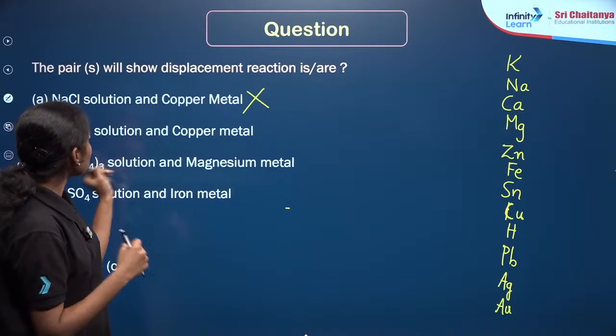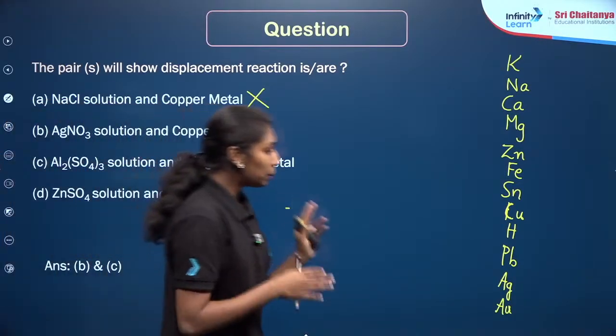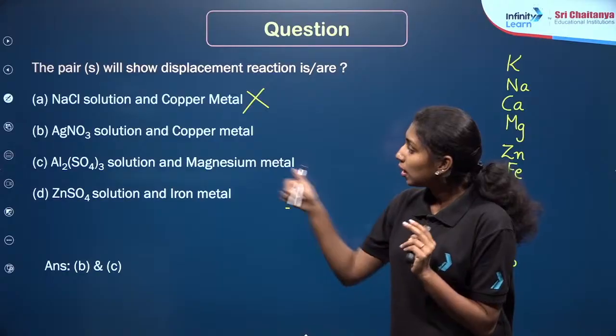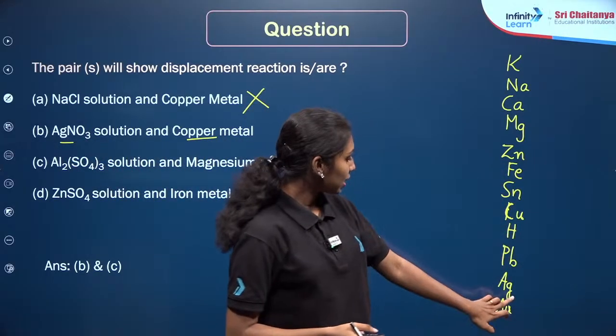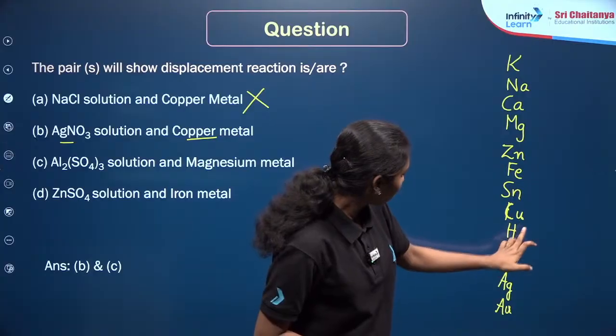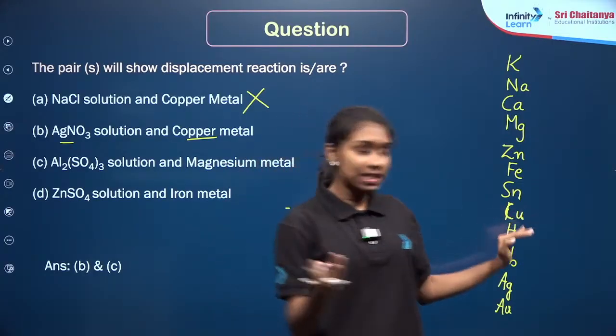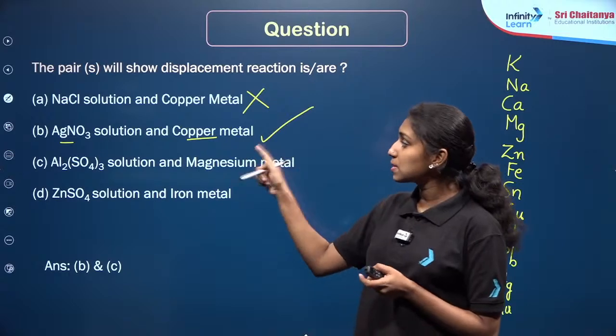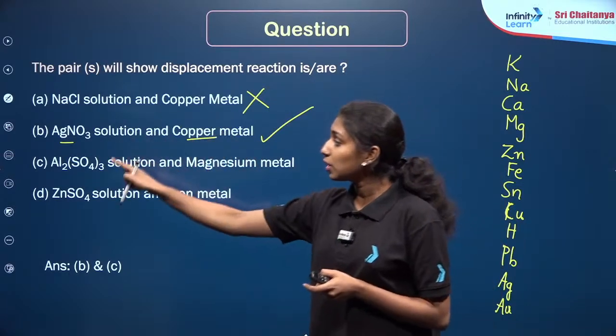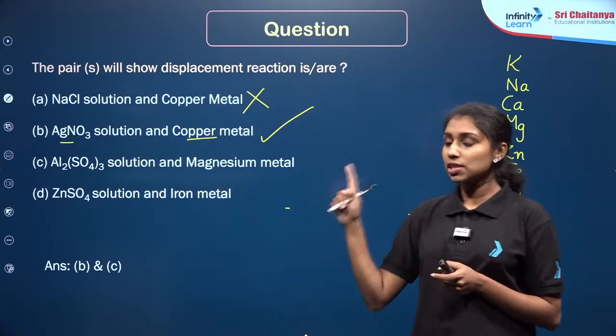Now AgNO3 solution and copper metal. If you are comparing the reactivity of copper and silver, silver is down the series, copper is here. Copper is more reactive than silver. So we can say that a displacement reaction happens here, because copper can displace silver from the silver nitrate solution. So that is one case.